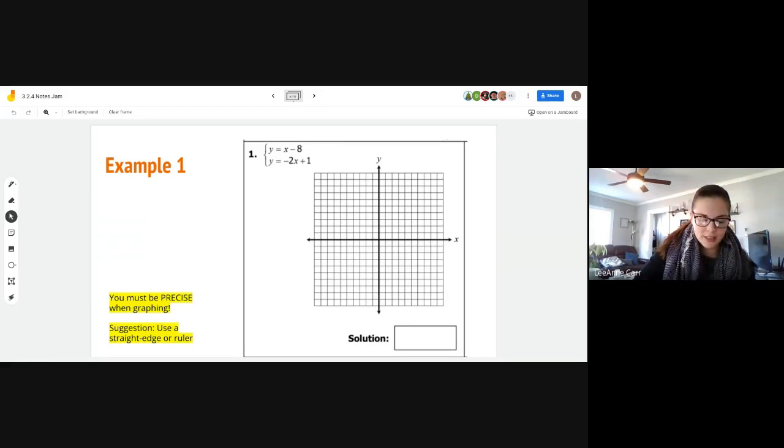Okay, so our goal is going to be to graph both of these lines. So I'm going to look at both of my equations, and I'm going to pick out the slopes and the y-intercepts so we can graph them.